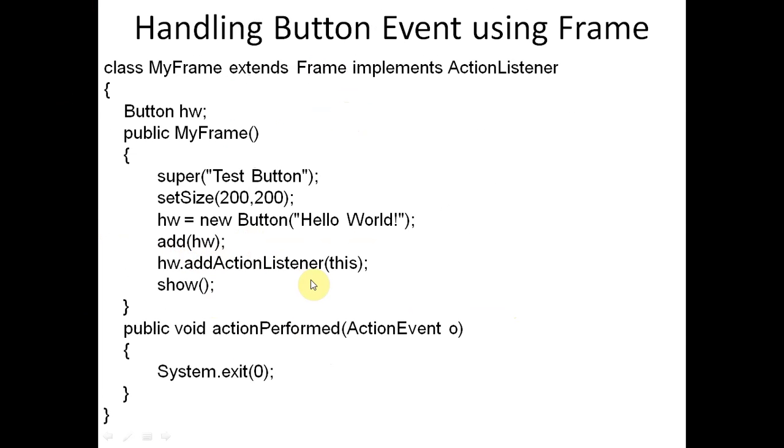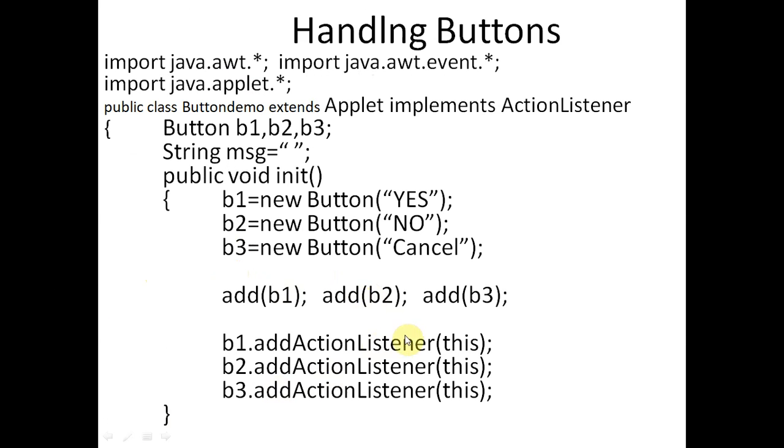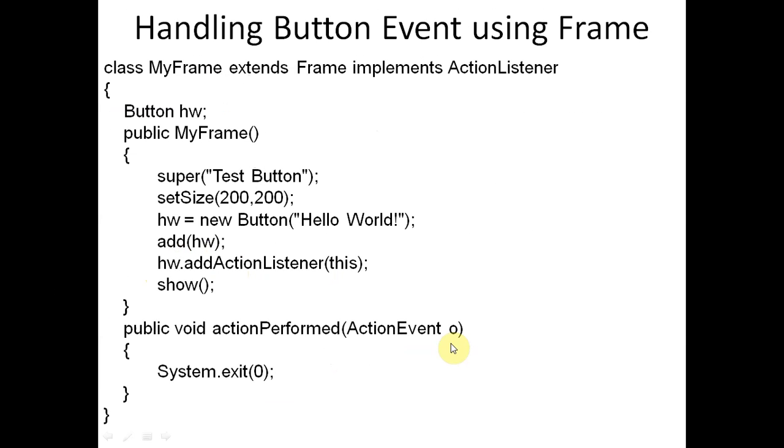And sw.addActionListener(this), this statement is the same. In case of the applet we also used addActionListener(this), and in case of the frame we are using addActionListener(this). You can see here b1.addActionListener(this), while in this case sw.addActionListener(this), both statements are the same. Now we have this show function, so we can use the show function also. And this is public void actionPerformed(ActionEvent e). This function is also the same as the previous one, and inside this we have written System.exit.